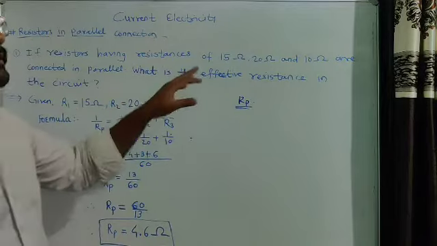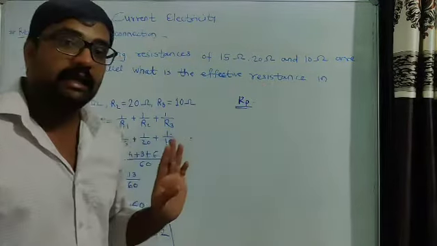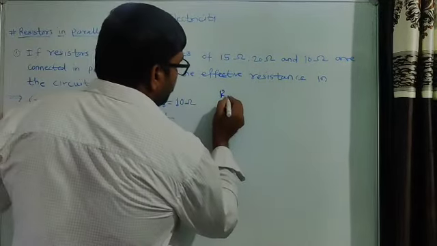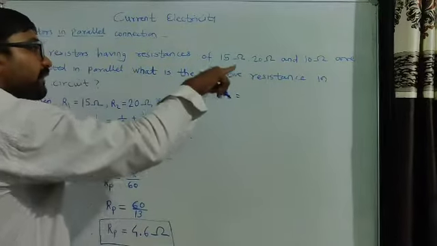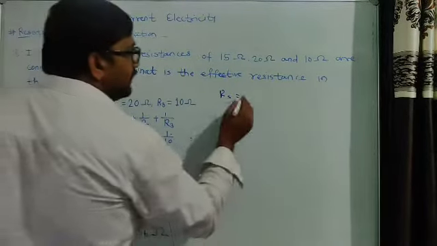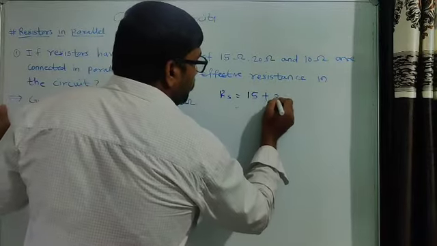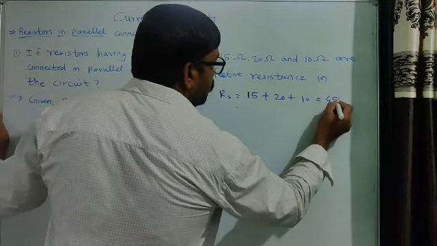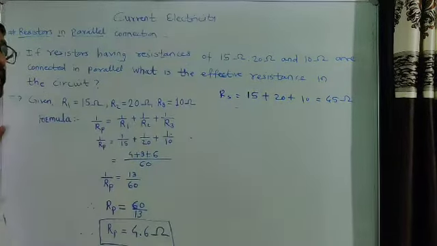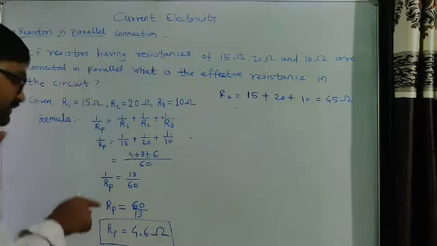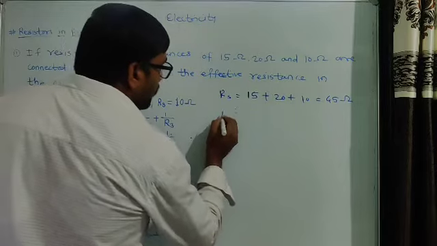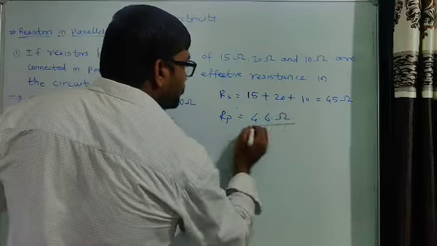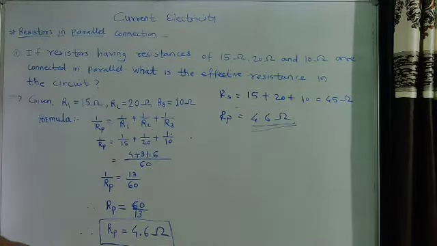So what happened? 3 resistors are connected, 15, 20 and 10. Look here. If we connect these 3 in series, their equivalent resistance will be 15 plus 20 plus 10, which is equal to 45 ohm. And when these 3 resistors are connected in parallel, the equivalent resistance Rp of this circuit is 4.6 ohms only.